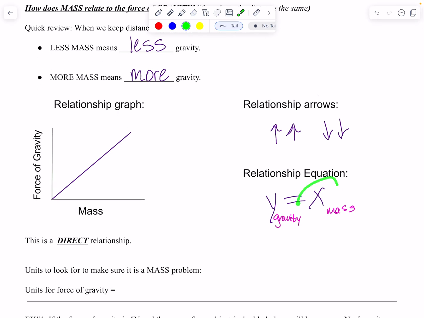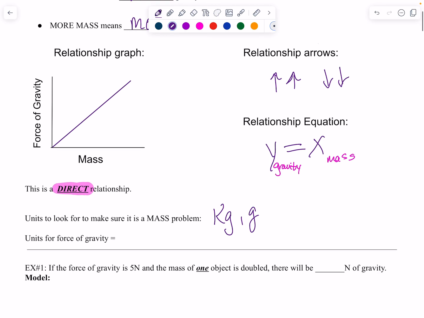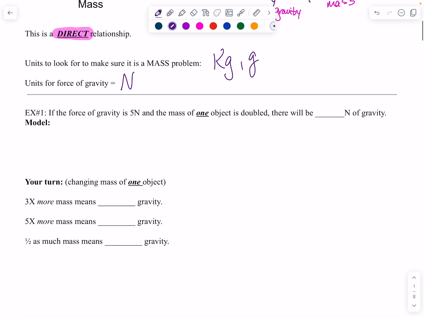What that means is whatever I do to the mass, if I multiply that by 2, I have to multiply this by 2. If I divide this by 7, I have to divide this one by 7. So whatever I do to the mass, I do to the gravity. That's called a direct relationship. Whenever I do something to one, I have to do it to the other. In a mass problem, you're going to see units of kilograms or grams, and units for force of gravity are always in newtons. That'll help me identify what part of the problem I'm looking at.